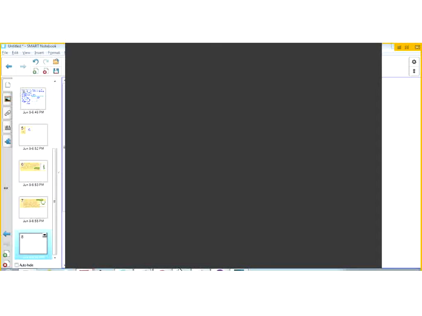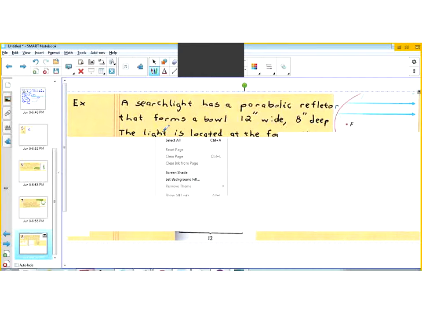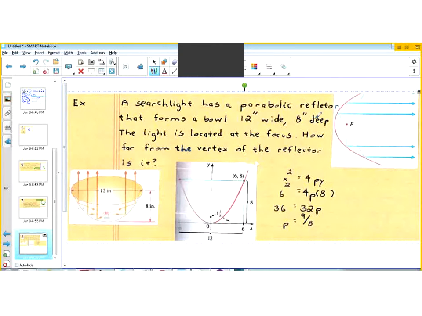So here's an example problem that you may see in WebAssign. A searchlight has a parabolic reflector that forms a bowl 12 inches wide and 8 inches deep, as shown in this figure. The light is located at the focus. How far from the vertex of the reflector is it? So you want to know how far from the vertex, here's the vertex, is the light source.